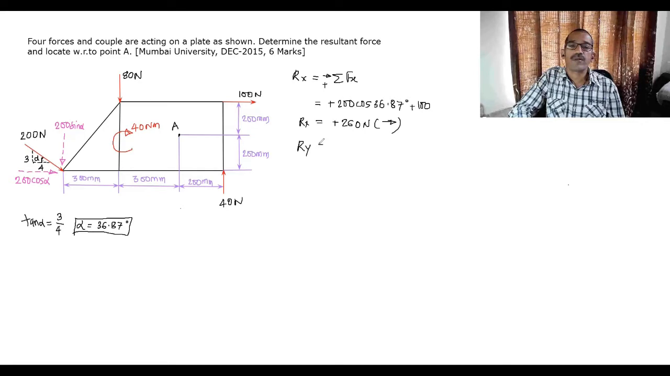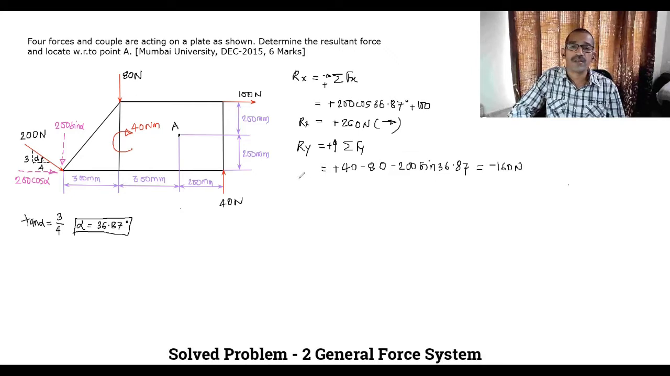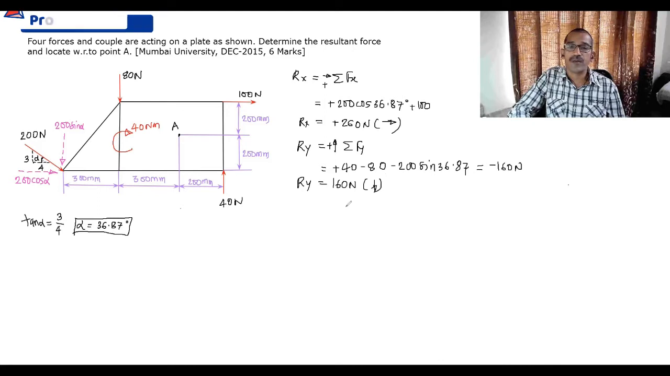Next step is to find Ry, that is summation of Fy, assuming upward force is positive. Now in the vertically upward direction, what forces do we get? One is 40 Newton upward, plus 40. Next, the 80 Newton downward, minus 80. Next is 200 sine alpha downward, right? Minus 200 sine 36.87. So Ry comes out to be minus 160 Newton. Answer negative means Ry is 160 Newton in the downward direction.